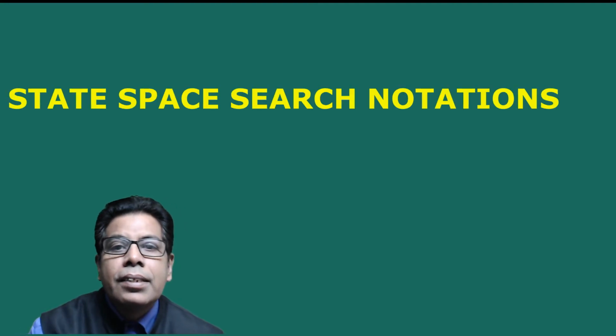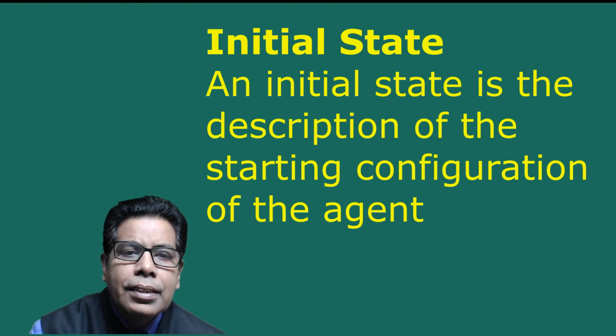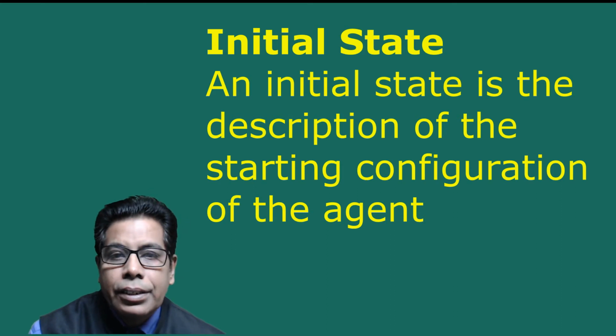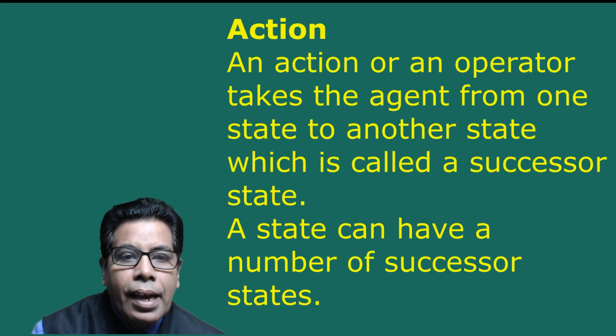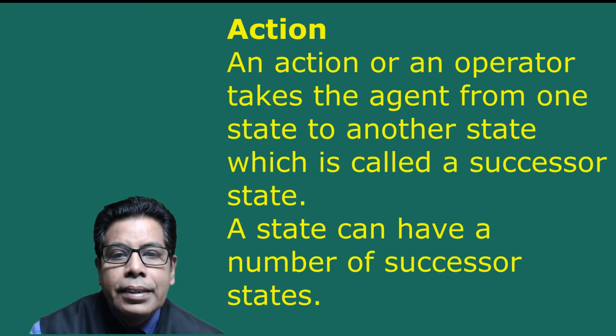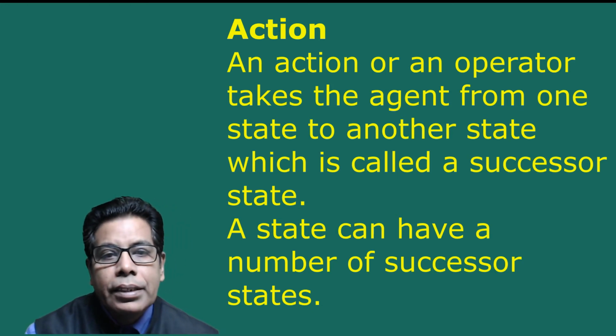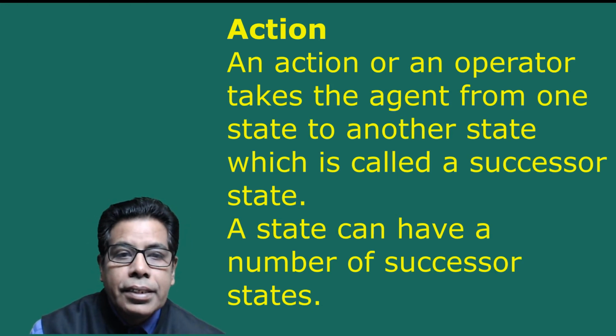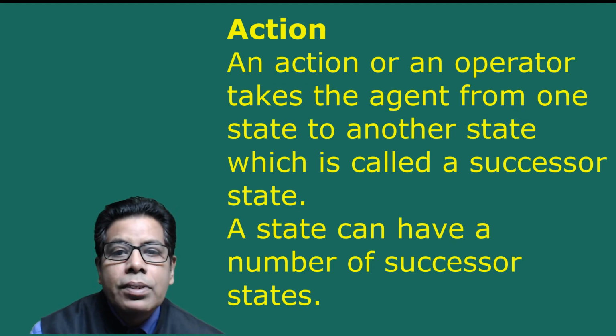Then let us go to the next, that is state space search notations. So here again let us begin by introducing certain terms related to this. The first term is the initial state. An initial state is the description of the starting configuration of the agent. That is the state where we start with the solution to the problem. Then next term is action. An action or an operator takes the agent from one state to another state, which is called the successor state. A state can have a number of successor states.